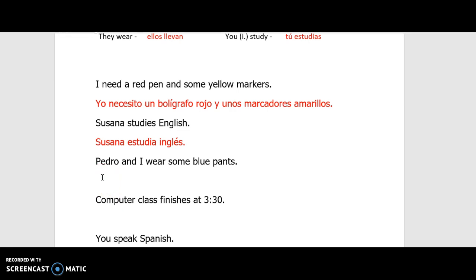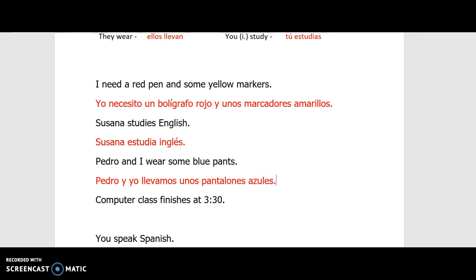Pedro and I wear some blue pants. Pedro y yo. Wear. Llevar. But it's Pedro y yo. That's the same as nosotros. Llevamos. Some blue pants. Some in pants go first. Unos pantalones. The colors go after. Descriptive words, adjectives usually go after. Azul. Unos pantalones is plural, so we have to make it azules.